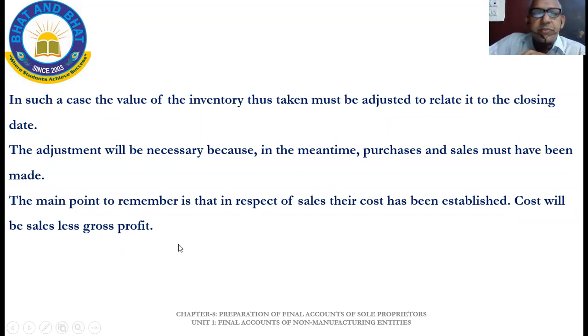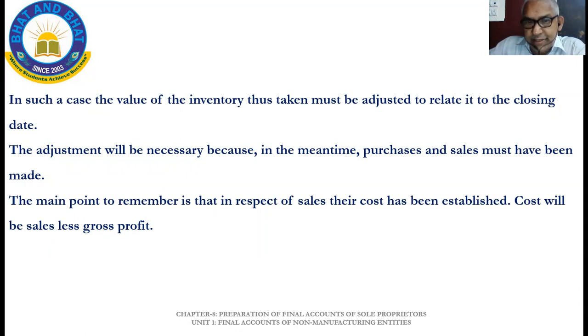See, the last sentence means that if gross profit is known and total sales is known, the difference between those two numbers will be the cost of goods sold, because cost of goods sold will have some part of the sales expenditure also. Hence, sales minus sales expenditure is net sales, that is cost of goods sold.